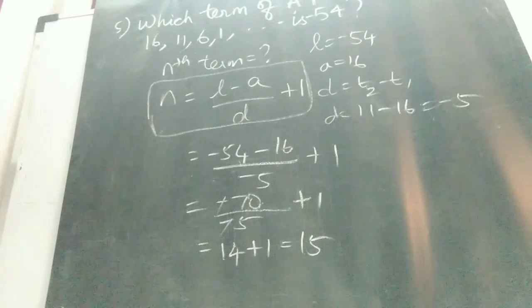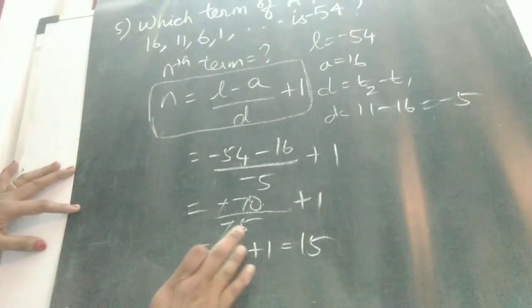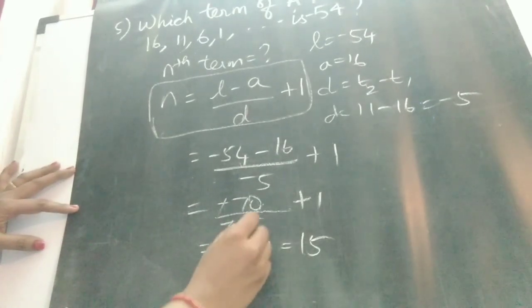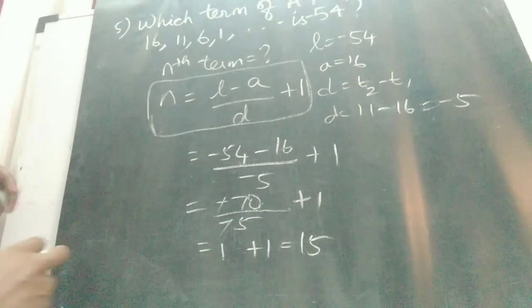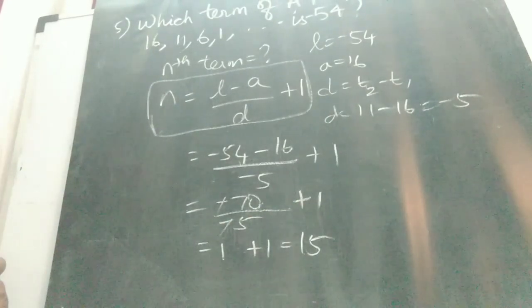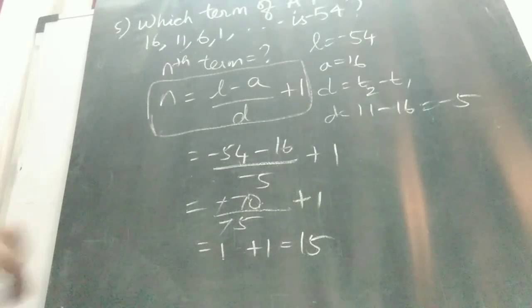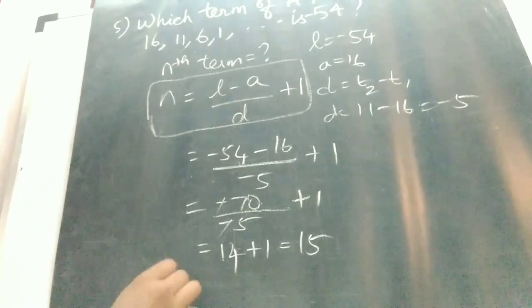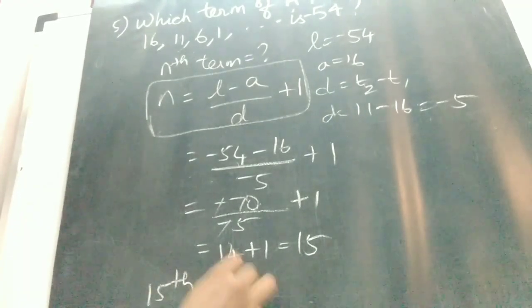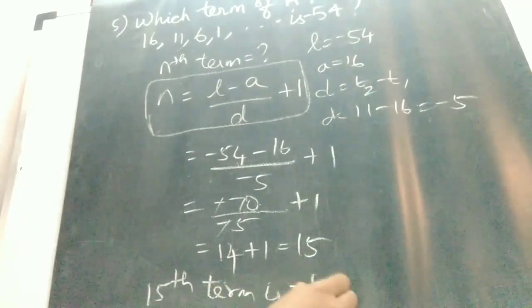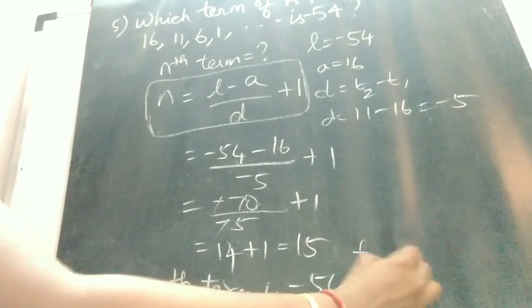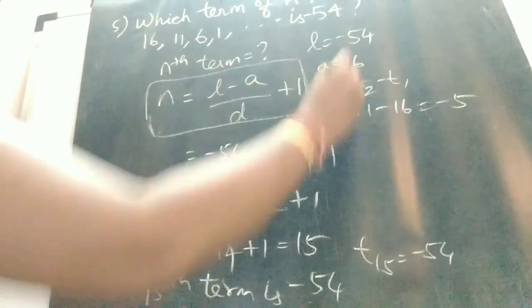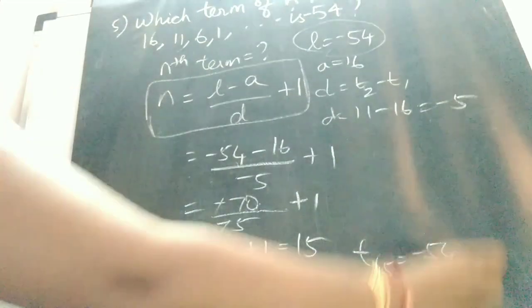5 table, no? 70 goes 14 times. So 14 plus 1, 15. So the 15th term is minus 54. That is your T15 is minus 54. The minus 54 lies on the 15th term.